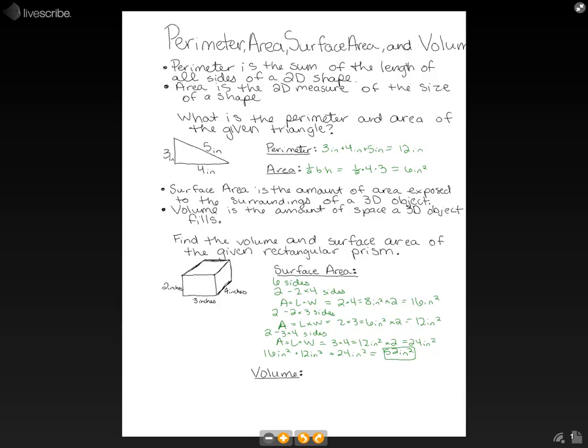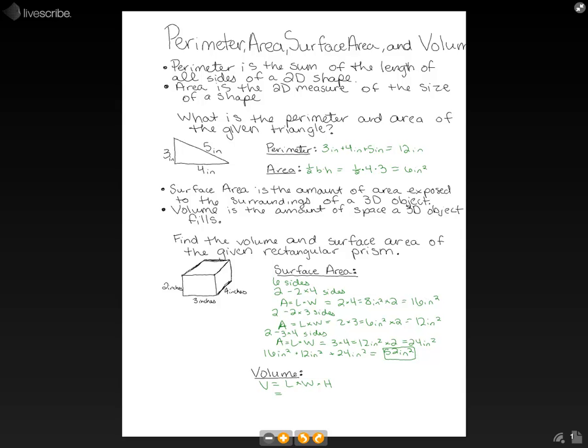Lastly, we need to find our volume. So volume of a rectangular prism is just equal to length times width times height. It's kind of convenient to look at this because length times width is our area of one side, right? Well, the height just tells us the depth, how deep it is. So it's like we take that area and multiply it by how many layers there are.